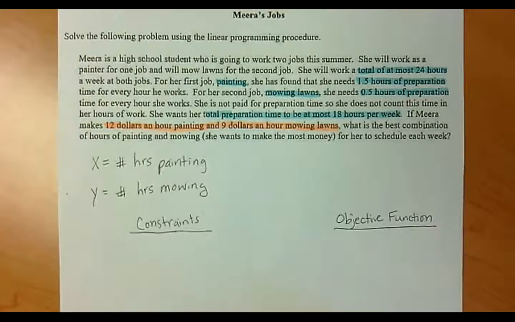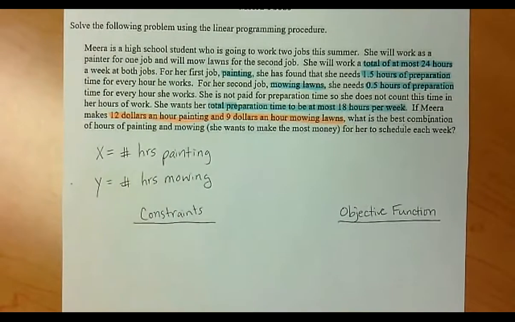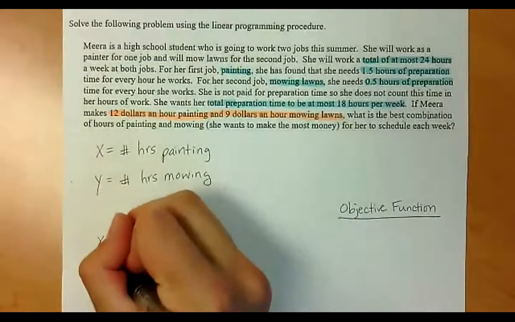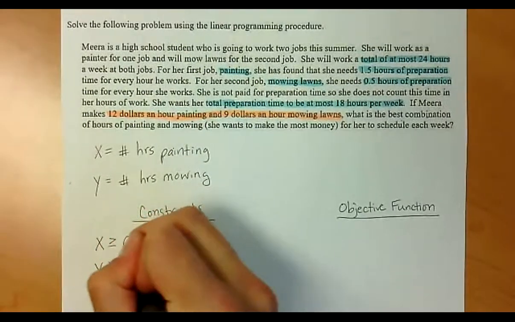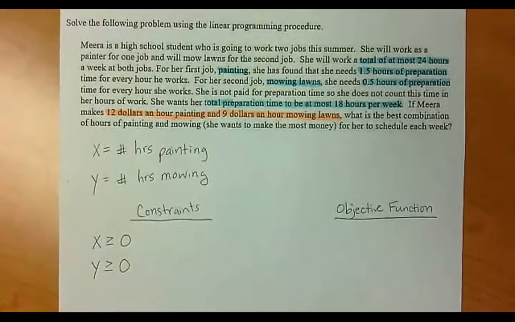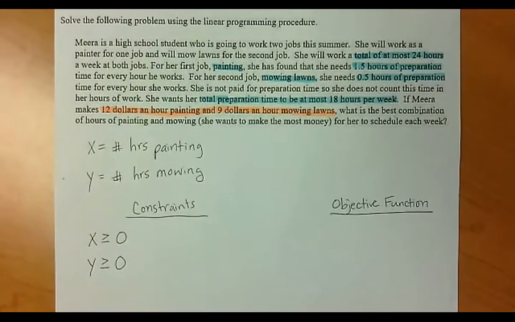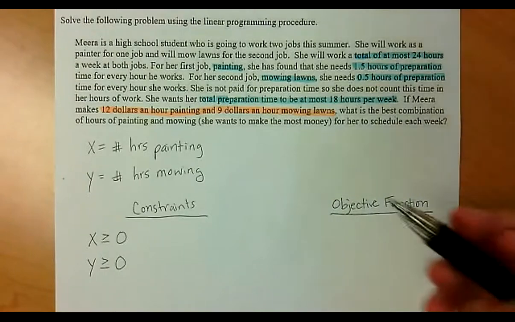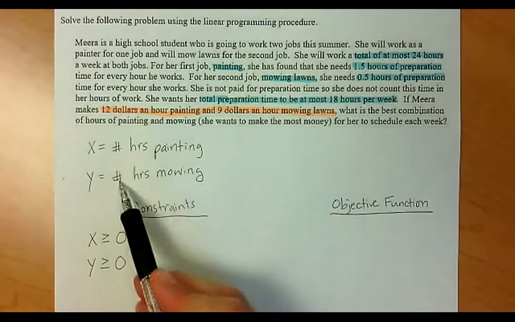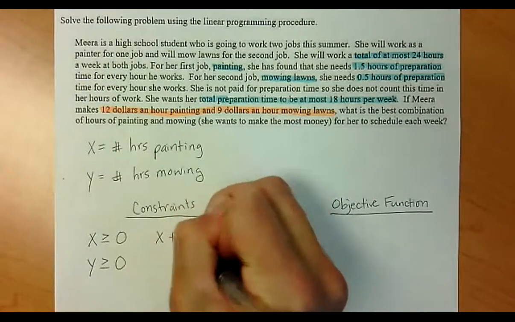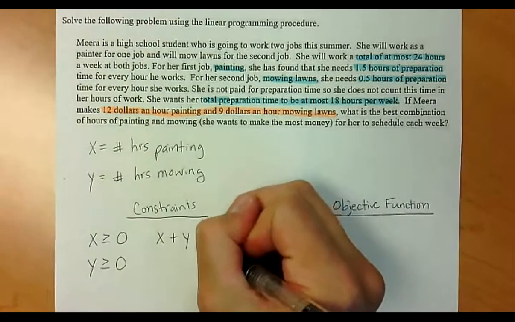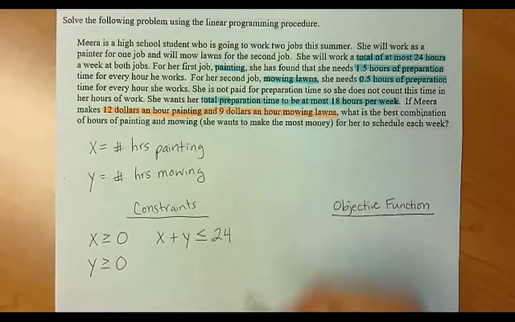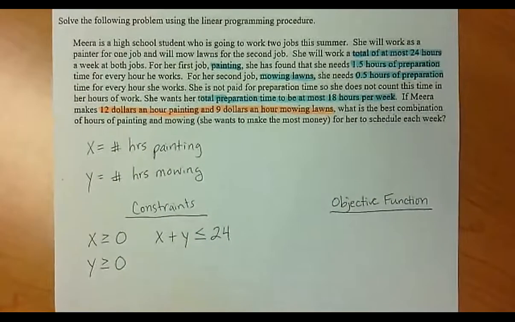So first of all, always consider, can the number of hours painting and the number of hours of mowing be negative? Absolutely not. So my first two inequalities are going to be restricting these values to positive numbers. All right, next, she can only work a total of 24 hours per week. So the number of hours painting and the number of hours of mowing cannot exceed 24. So that sum, that total needs to be less than or equal to 24. She's got to have a life as well. She's a high school student, so she's got to do her homework and go to school.